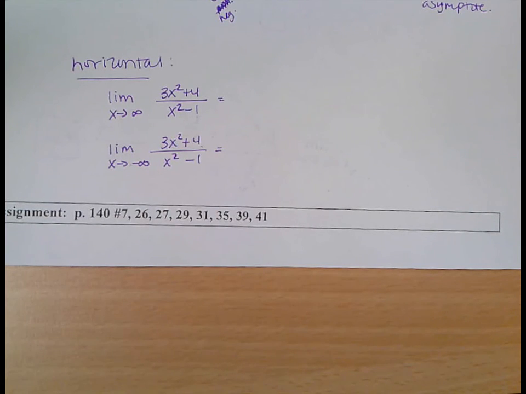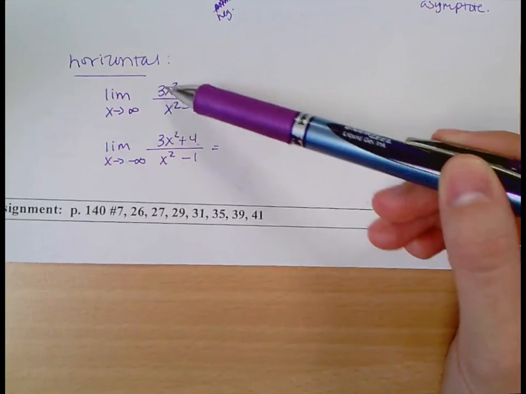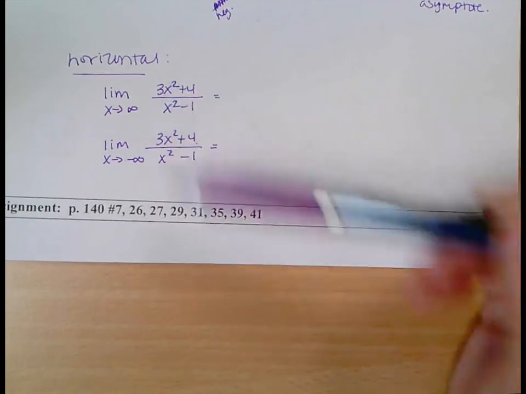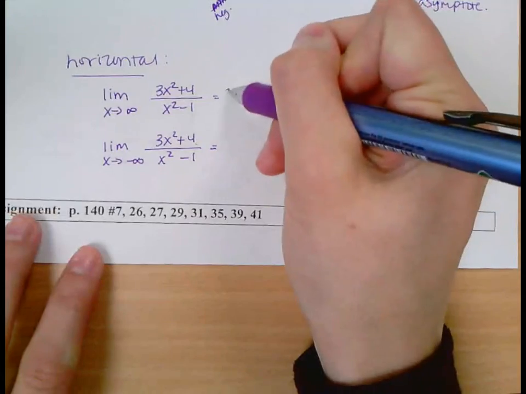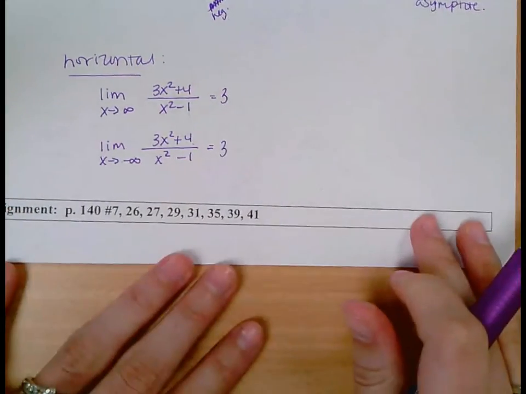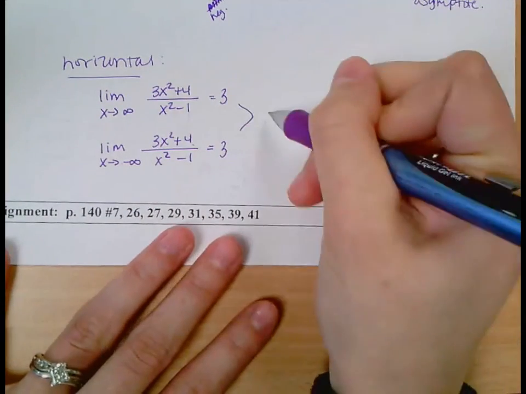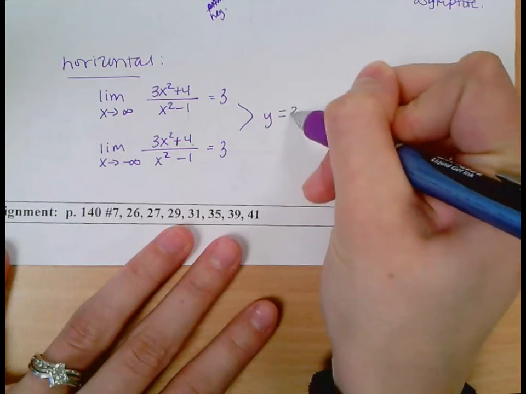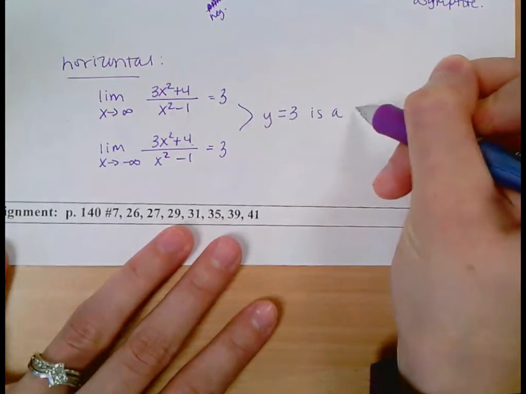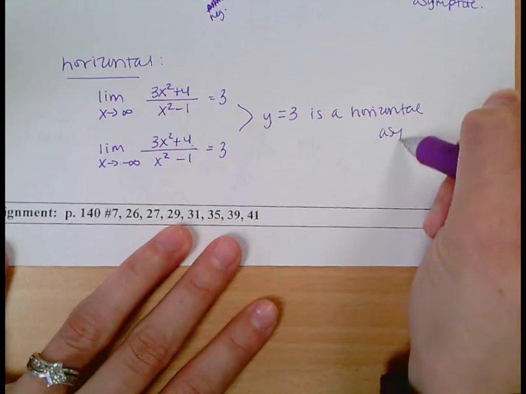3. Your degree is the same in both numerator and denominator. Ratio of coefficients is 3/1. So these limits are both 3. So you still need to show both. You need to show that you are considering both limits, but together this means that the line y equals 3 is a horizontal asymptote. So there's just one.